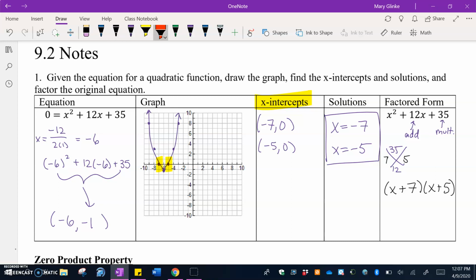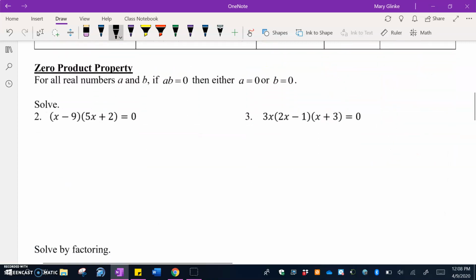The whole goal for today is to notice this connection right here. Our factored form was x plus 7, and our solution was x equals negative 7. Same thing with the positive 5 and the negative 5. That's not a coincidence. That is supposed to happen. You're supposed to be able to factor something and come up with your solutions as well. So that's the goal of today: to factor something and use our factors to come up with the solutions.